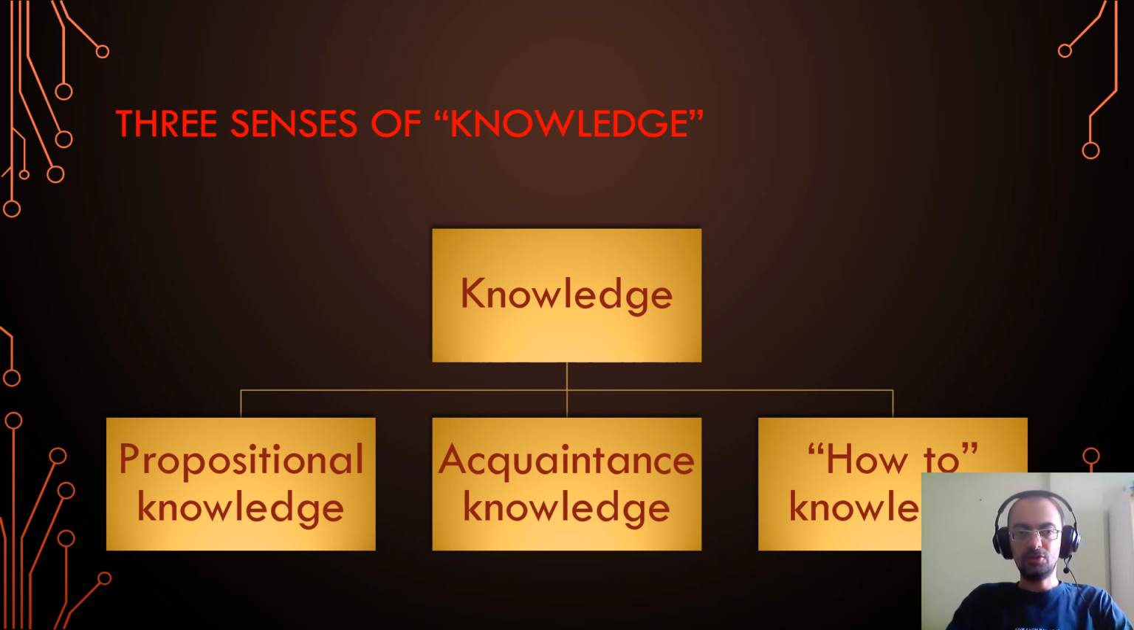In other words, we can use three senses of knowledge, and we can distinguish or divide the extension of this knowledge into three categories. As I've mentioned before, they are propositional knowledge, acquaintance knowledge, and how-to knowledge.